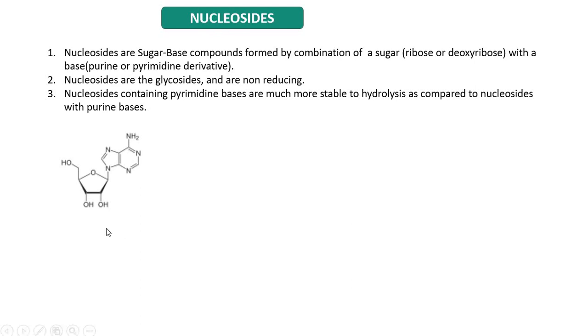Now let's see examples of nucleosides. You see here, this is a sugar component and this is a base component. So what is the name of this? This is adenosine, because adenine is the base. Similarly, this is another example. This is known as deoxyadenosine. The difference between adenosine and deoxyadenosine is just that the sugar component is different. Here there is a ribose sugar, and here there is a deoxyribose sugar.